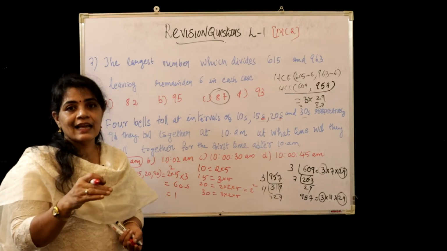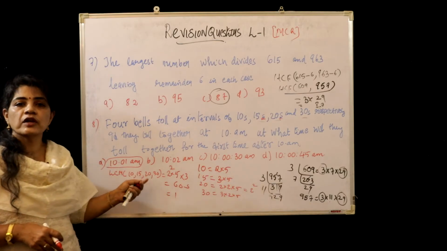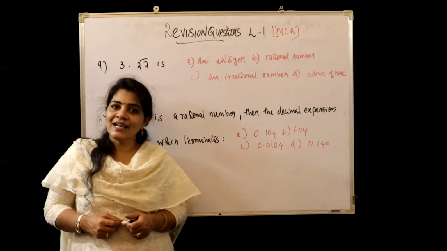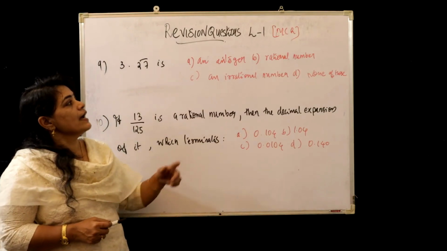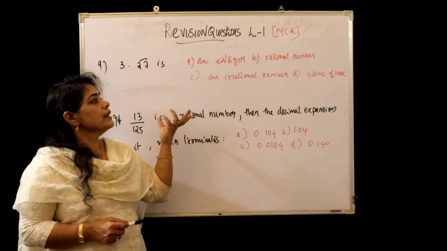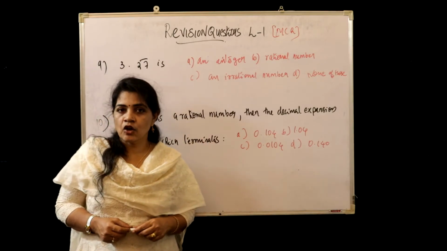That is 10 a.m. plus 1 minute is 10 hours 1 minute a.m. Now the 9th question. 3.27 bar is an integer, a rational number, an irrational number, none of these. This is a question from 9th standard topic.